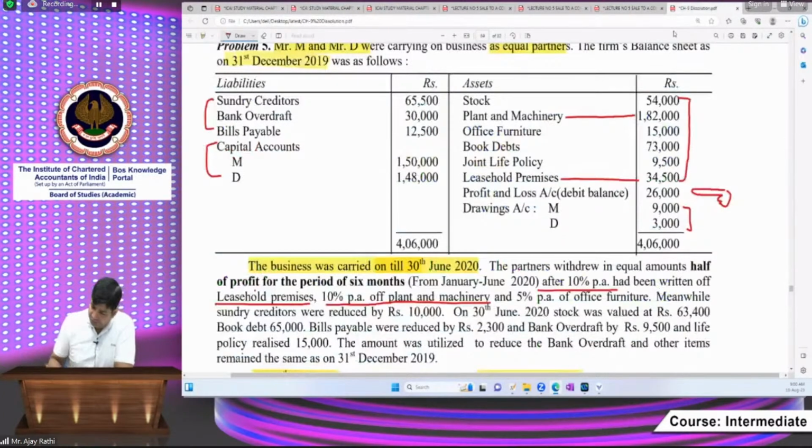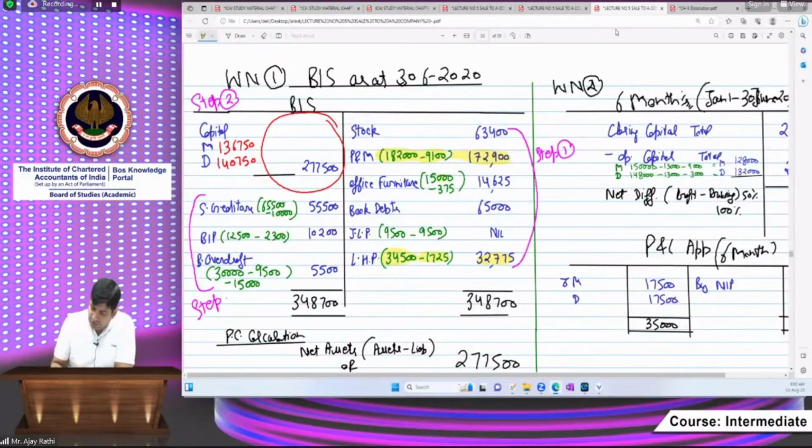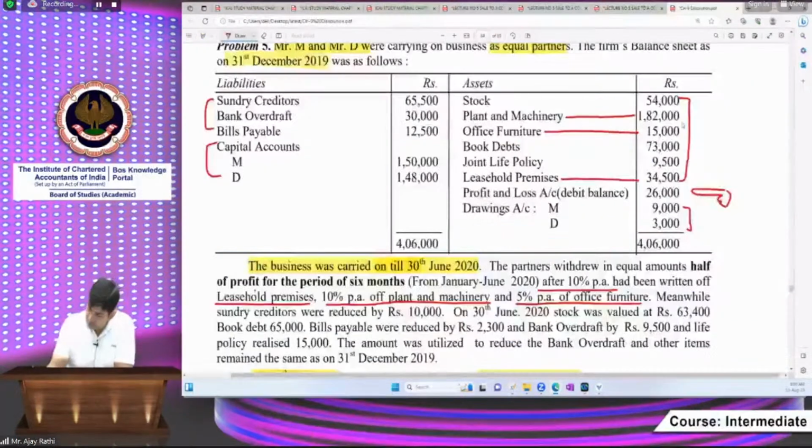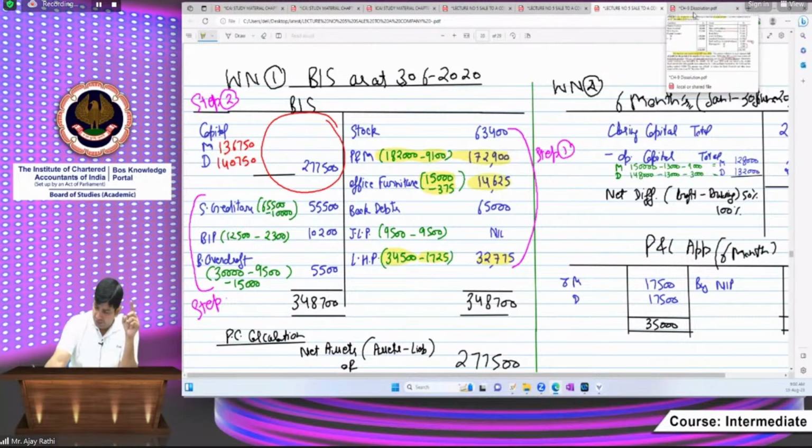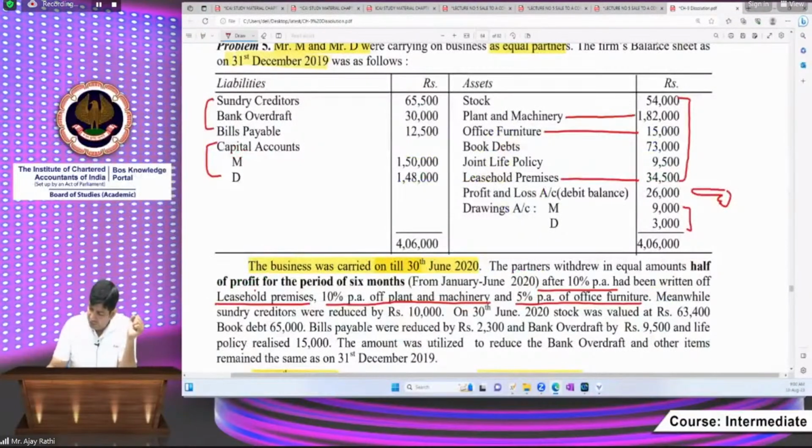Next one. 5% per annum on office furniture, which is 15,000. Here for 6 months you calculate at the rate of 5%. That is 375. So the final figure after depreciation is 14,625. Next one. Please use calculator. Yes, very good, Swati.